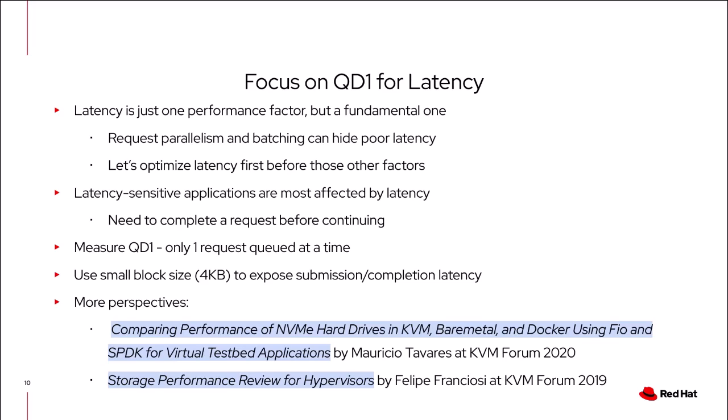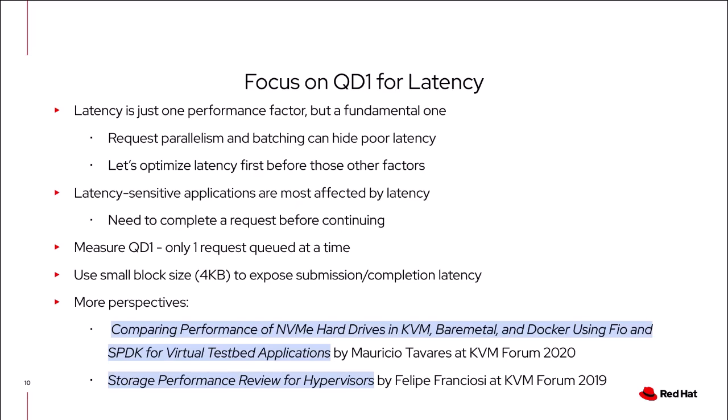But latency is just one performance factor. There are others. Request parallelism is another thing that really boosts performance, and batching is one of the techniques to also benefit from that. What they can do is hide poor latency, because you're able to do a lot of requests at once, and that way you're able to get a lot of work done even if the latency for one request is relatively long. But that's not what we're looking at here.